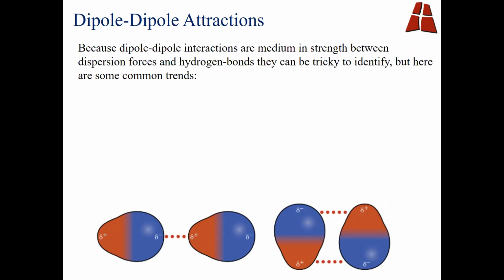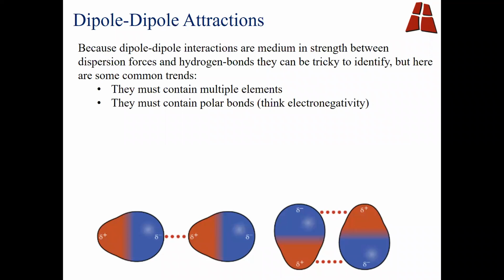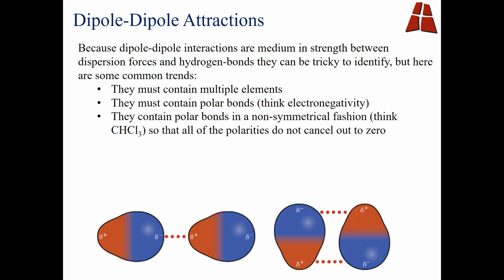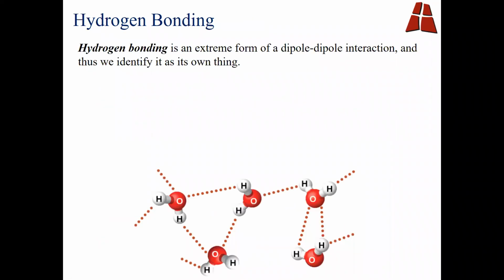These are our medium strength intermolecular forces. And so some trends to identify these: they must be in molecules that contain multiple elements. They must have polar bonds. And so again, thinking back to electronegativity, they must have basically a break in symmetry. You can think of something like CHCl3 as opposed to CCl4. Once we replace one of those chlorines with a hydrogen, we then have one different bond, making the whole molecule polar. Okay? And so all of our polarities don't cancel out to zero.